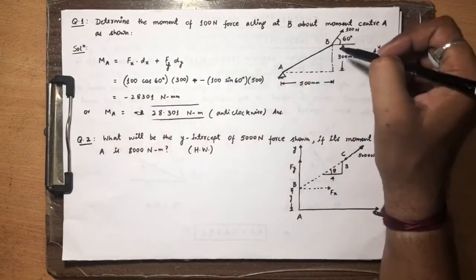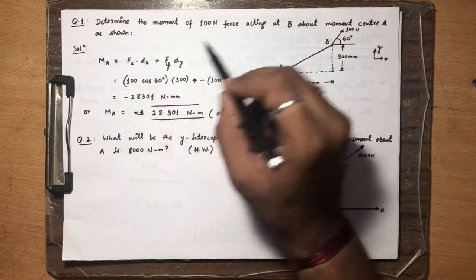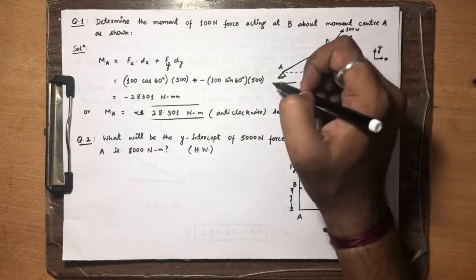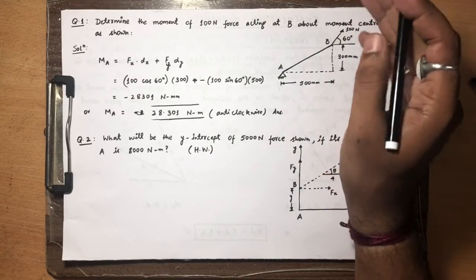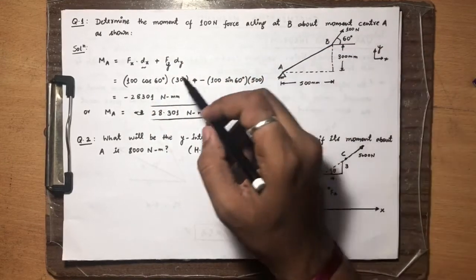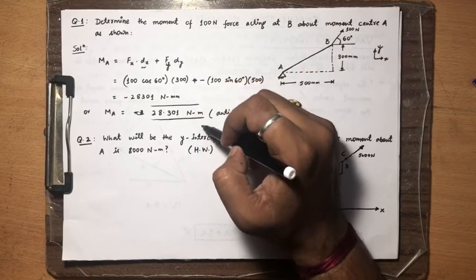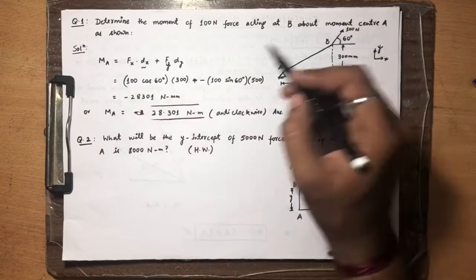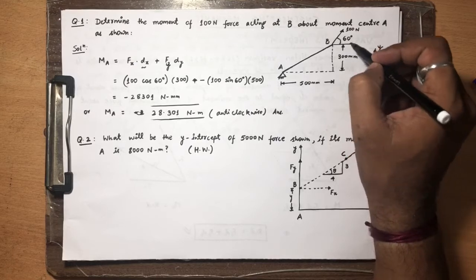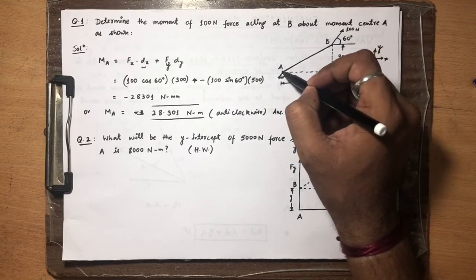So MA will be, we have to take care of the signs, Fx times dx, the x component of the force multiplied by the component of the displacement, and the y component of the force multiplied by the y component of displacement. What is the x component? Fx will be 100 cos 60. This will be the x component, and the y component is 100 sin 60. We are taking moment about A.